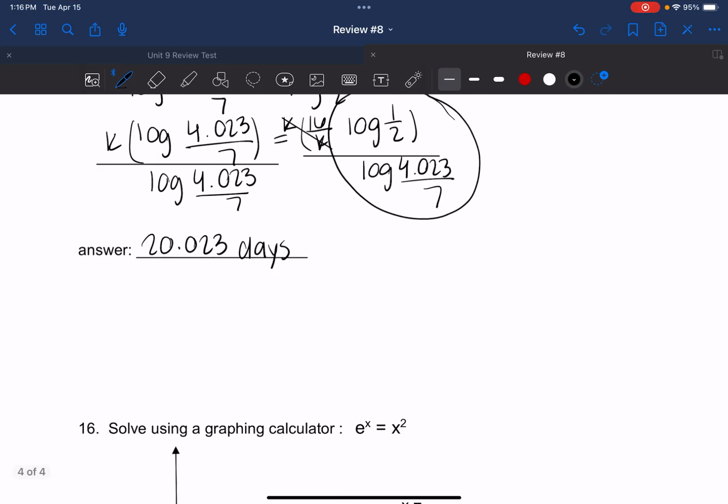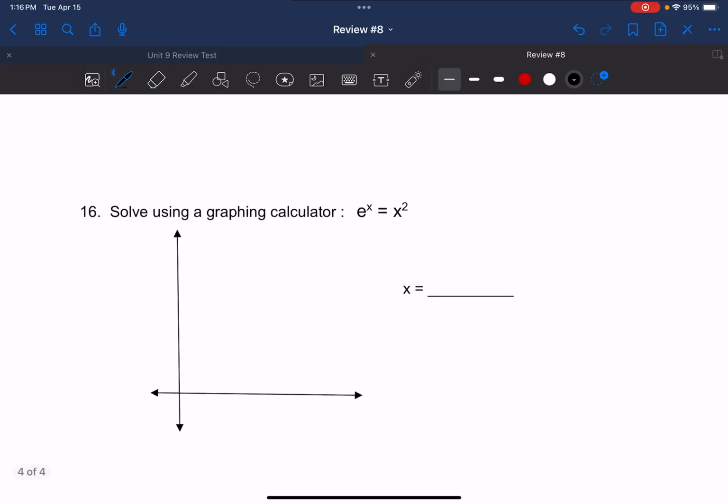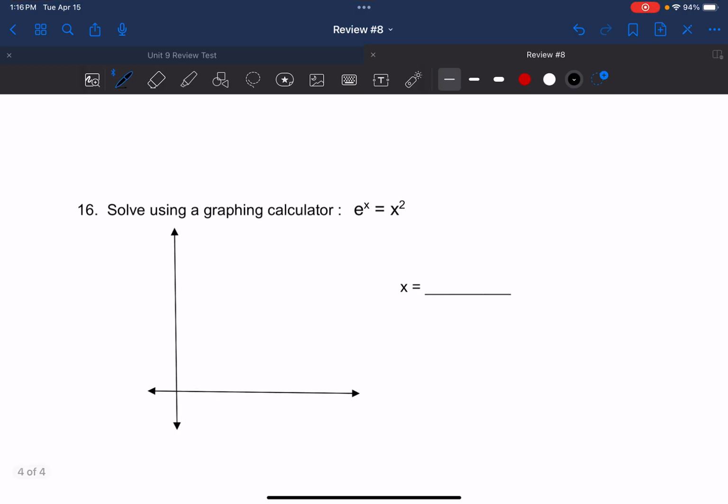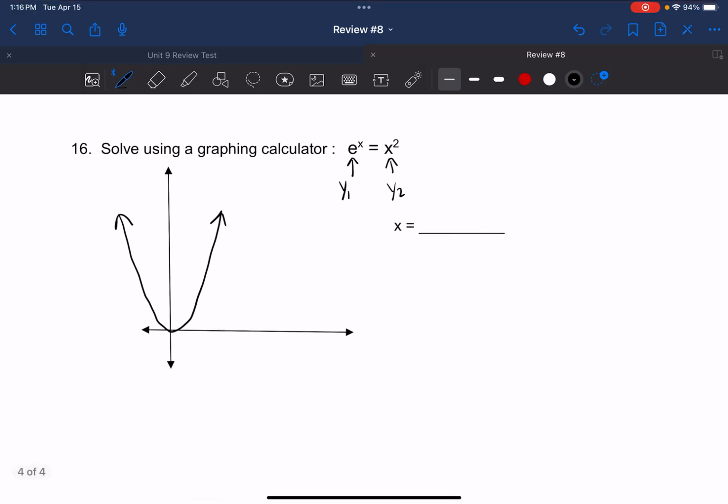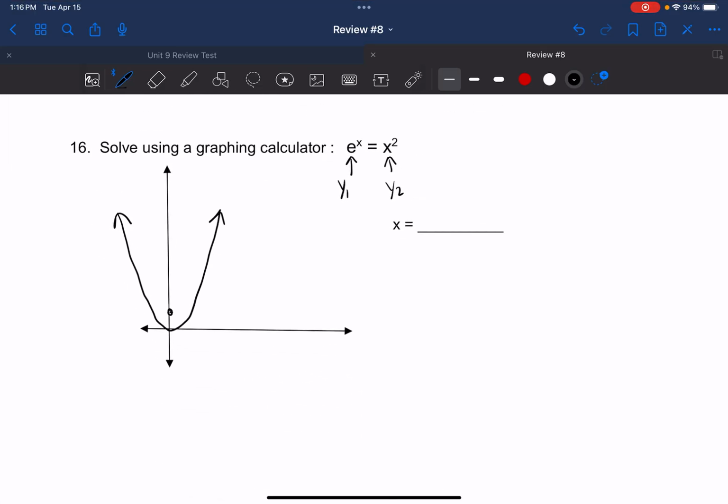All right, last one. Solve using your graphing calculator. So remember, the way we do this is I'm going to put each side in my calculator. I'm going to put this in y1, and I'm going to put this in y2. Okay, once I do that, I know x squared makes a parabola-like shape, and that e to the x is going to make something that looks kind of like this.